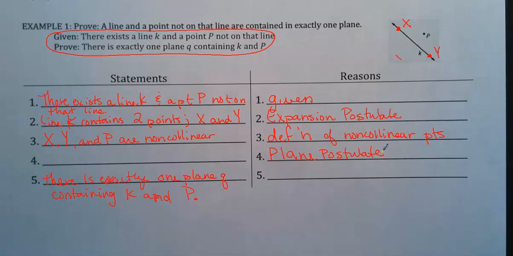So I'm going to say points X, Y, and P, all right, create exactly one plane. All right, so how am I going to get to this last one? There's exactly one plane Q containing K and P.